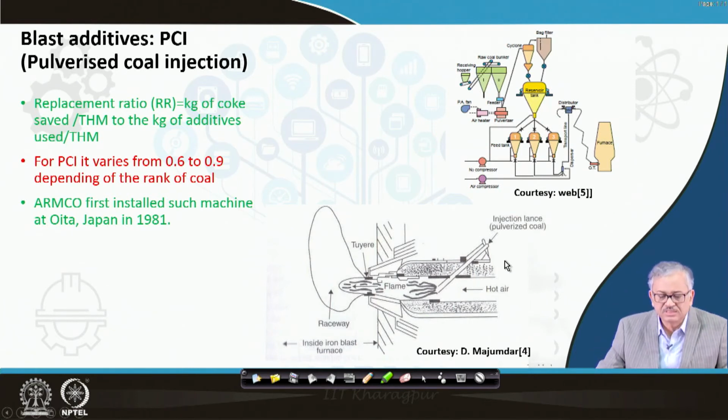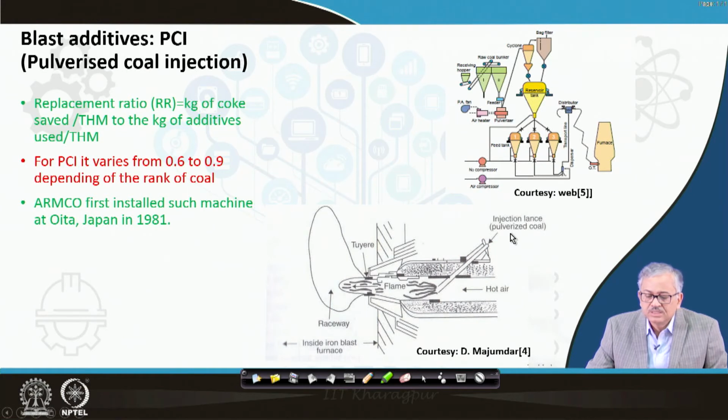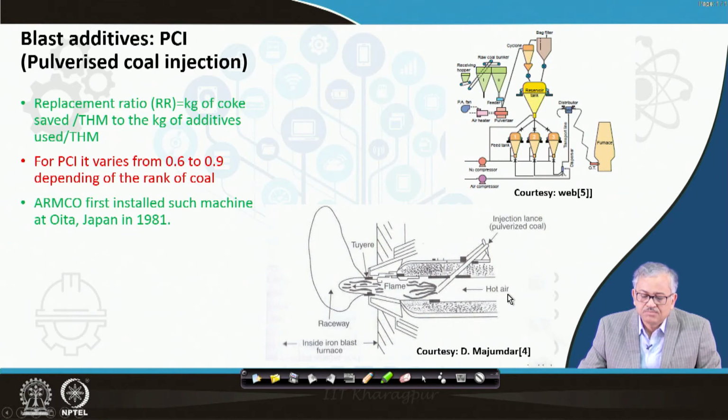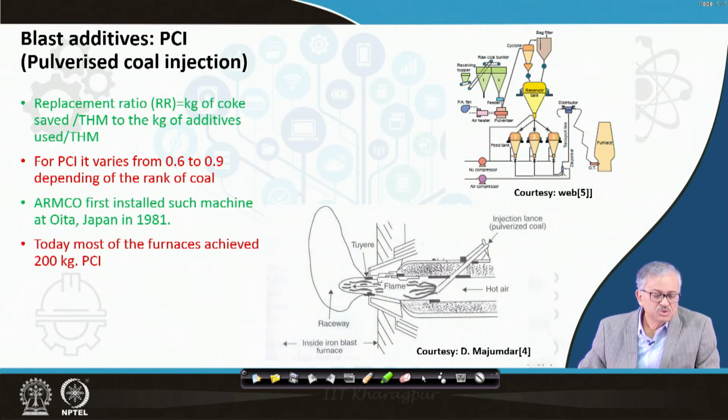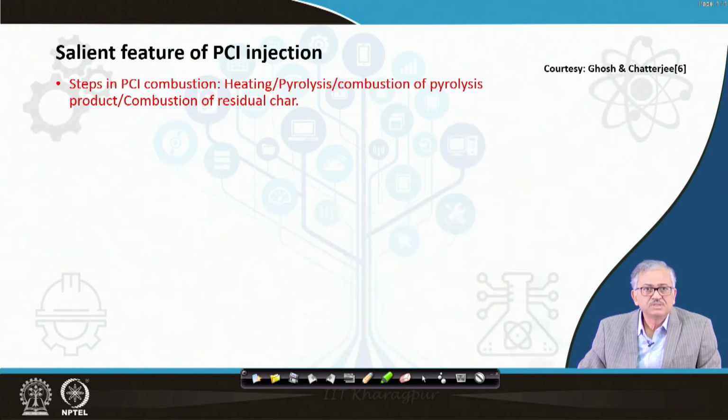Now, you can see it in the bigger form, it is given here. This is with the injection lance, it comes from the side and enters into the tuyere. You can see the preheated air blast coming, and it is mixed up here, and here the pulverized PCI is charged and carried, and then it comes with the hot gas, comes here, and burns here. Today most of the furnaces have achieved 200 kg of PCI.